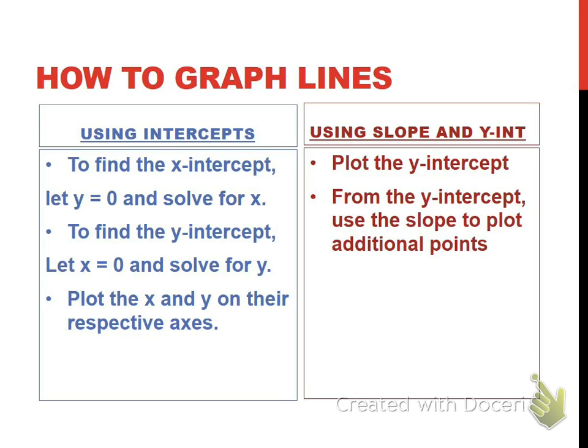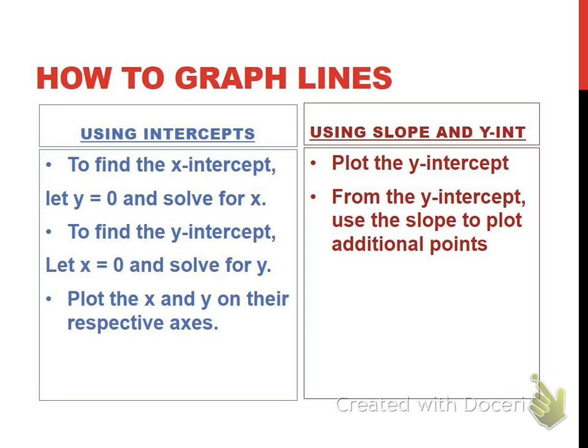All right, 2 big ways of how to graph lines. The first one is using intercepts. Doesn't tend to be students' favorite way. I don't know why. Maybe it just gets confusing. To find the x-intercept, you plug 0 in for y, solve for x. To find the y-intercept, plug 0 in for x, solve for y. Plot your intercepts on their axes, put a line through them. Okay, so remember, intercepts are where the line crosses that axis.